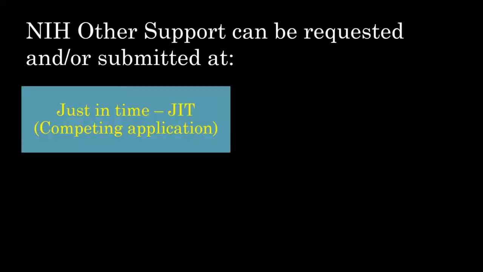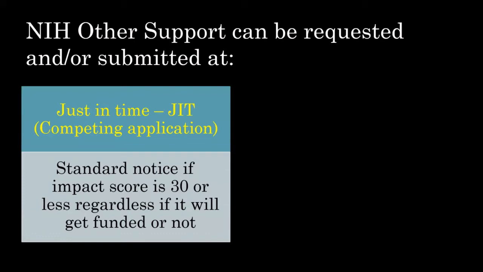NIH Other Support can be requested and/or submitted at just in time, which would be for a competing application, standard notice if the impact score is 30 or less, regardless of whether it will get funded or not. Now keep in mind, a PI will receive an automated email once their application has passed peer review. This notice does not invite them to submit a formal just in time. Wait until they've had the formal request from their GMS in order to submit this. A lot of times PIs get confused, but just a little tip there: wait until they've had the formal request from their GMS.